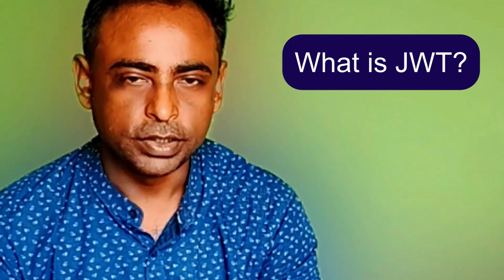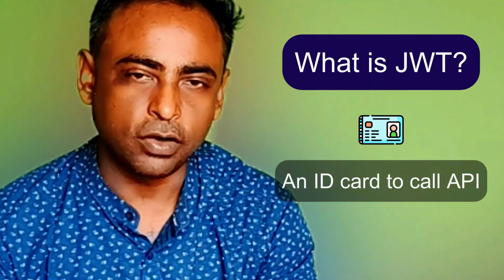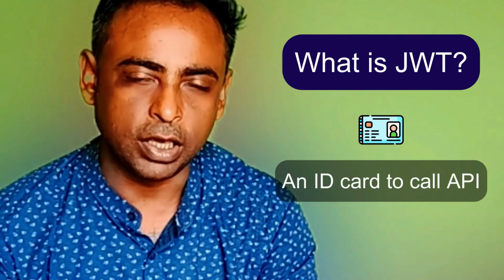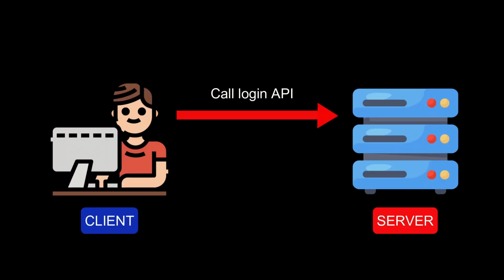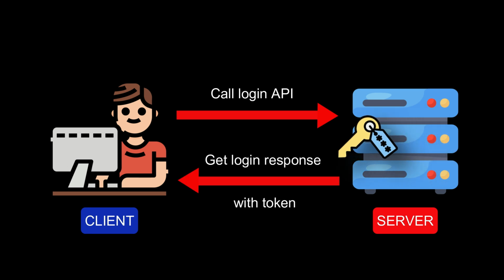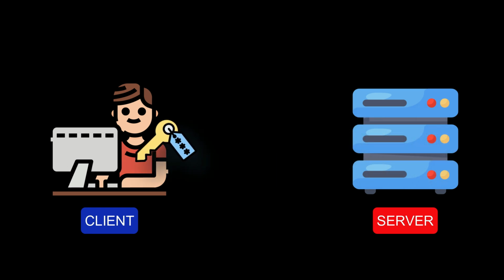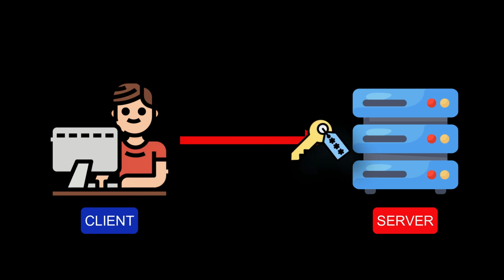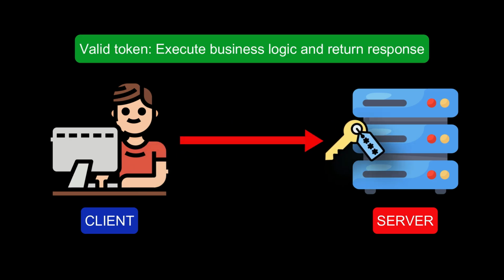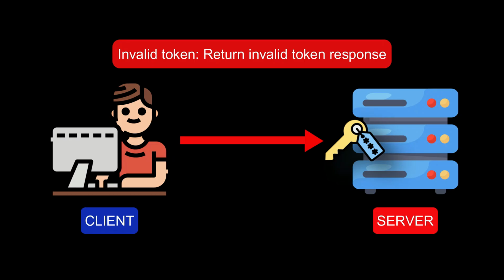What is JWT? JWT stands for JSON Web Token. Think of it as an identity card to call the APIs on the server. When a user logs in successfully, instead of storing the login information on the server, it creates a signed token and sends it back to the client. The client stores this token, and for every future request, the client simply sends that token. The server verifies it. If it is valid, the request continues. Otherwise, the request is rejected. This makes JWT a stateless authentication system, which is why it's widely used in REST APIs.